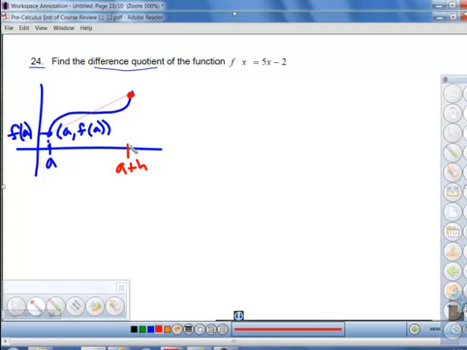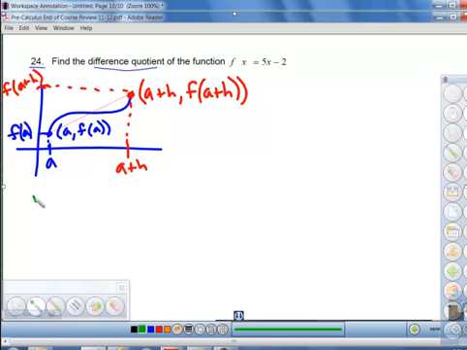Now if this is a plus h, over here the y value is going to be the function evaluated at a plus h. That means you'd have to substitute that in. So the ordered pair for this one would be a plus h, that'd be the x value, and then the y value would be the function evaluated at a plus h. That makes sense? Now how do we find the slope between two points? There's a formula: y sub 2 minus y sub 1 divided by x sub 2 minus x sub 1.